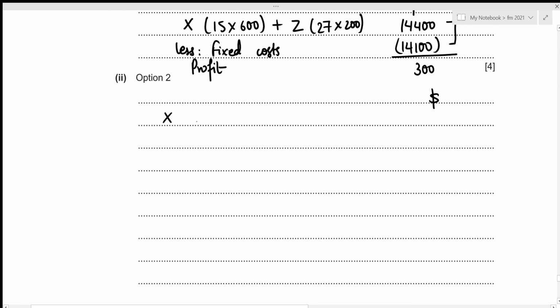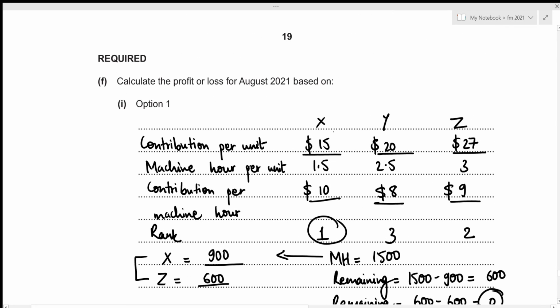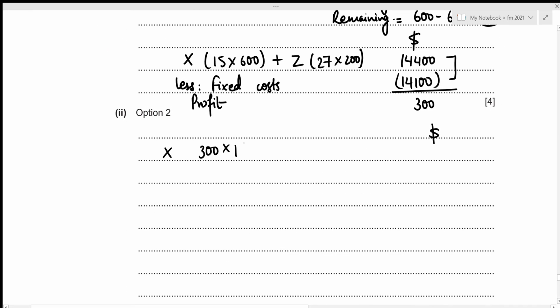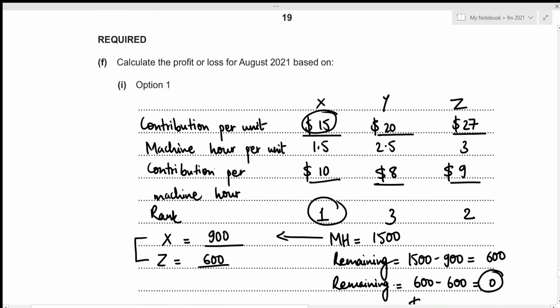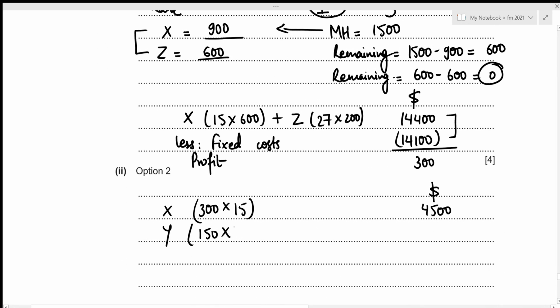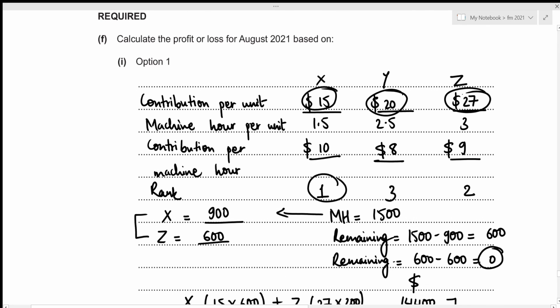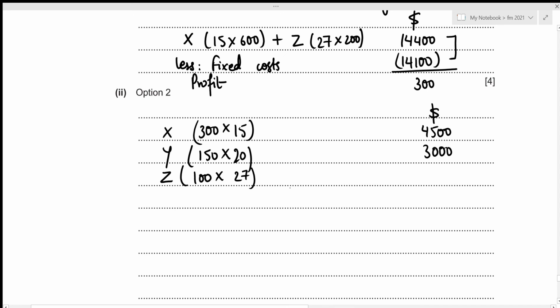So for product X, we are producing 300 units, which is 50% of the total, right? And we know that the contribution per unit for product X is 15. So let's multiply it together. And this gives the total contribution for product X to be 300 times 15, which is 4,500. And for product Y, we will be producing half of its units, which is 150. Let's multiply it with its contribution per unit, which is 20. And this gives the total contribution for product Y to be 150 times 20, which is 3,000. And finally, for product Z, we will be producing half of its units, which is 100. We need to multiply it with the contribution per unit, which is 27. And this gives the total contribution for product Z to be 100 times 27, which is 2,700.